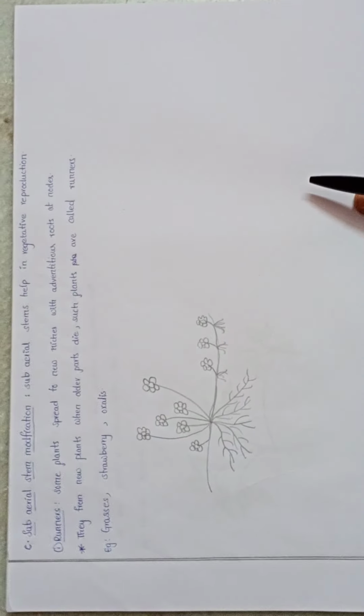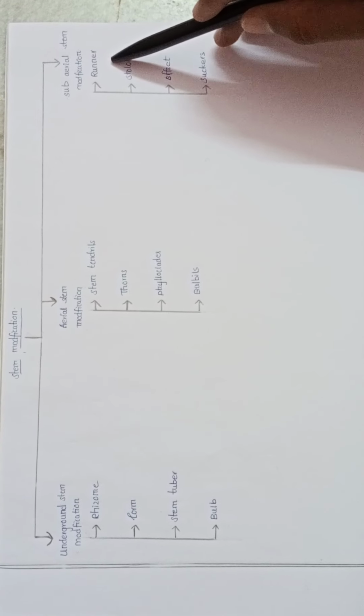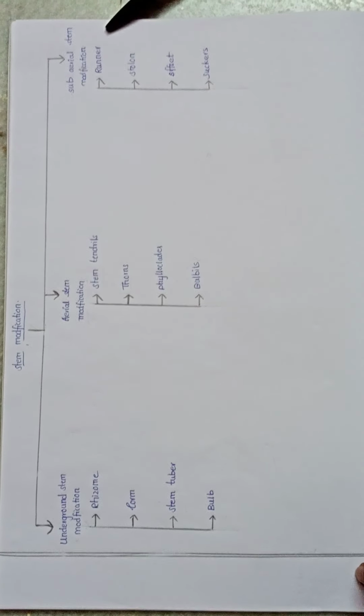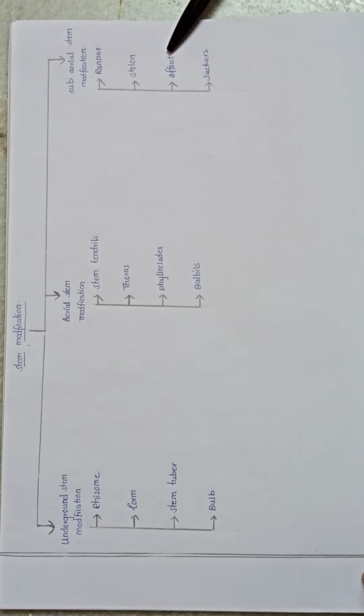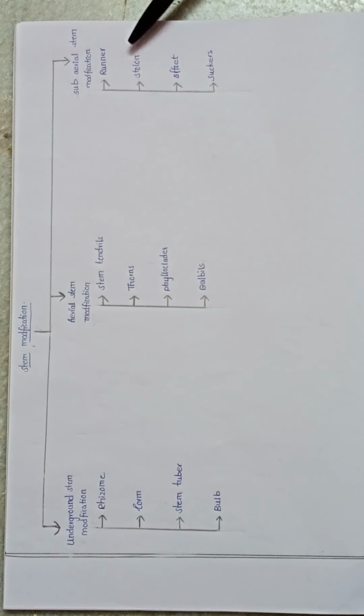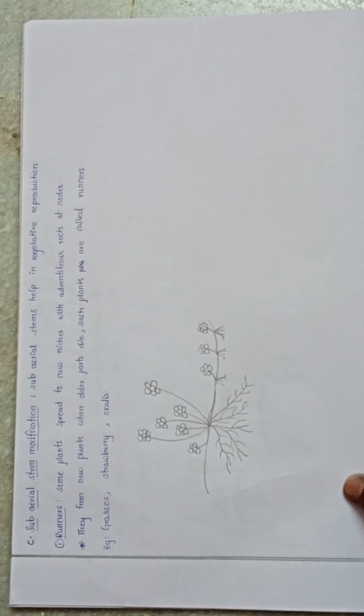Here subaerial stem modification is again divided into runners, stolon, offset, and suckers. Today we will discuss runners.